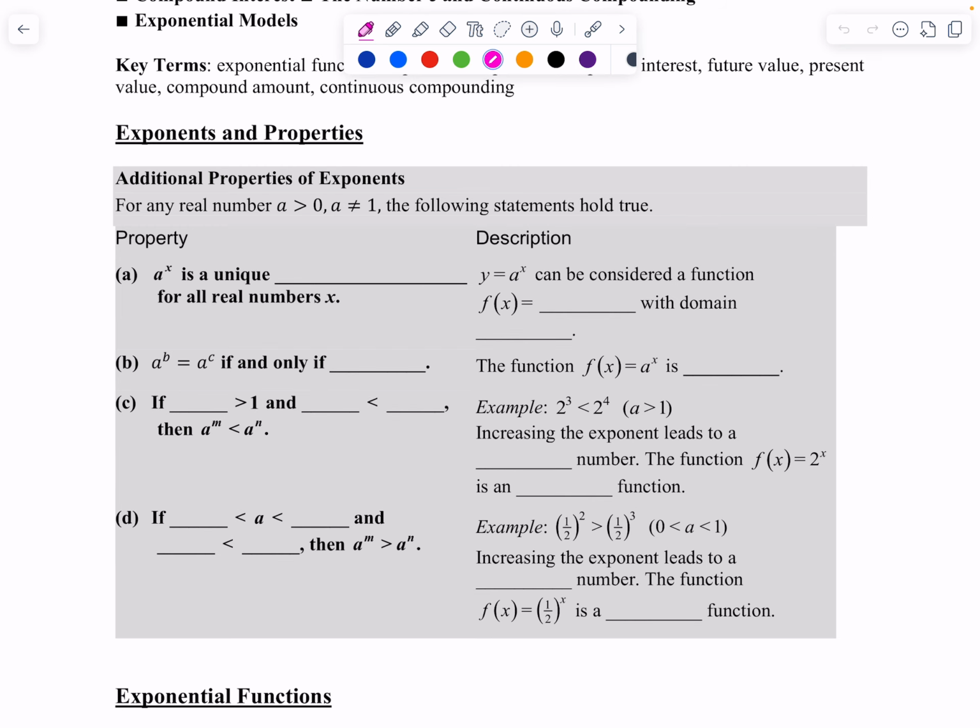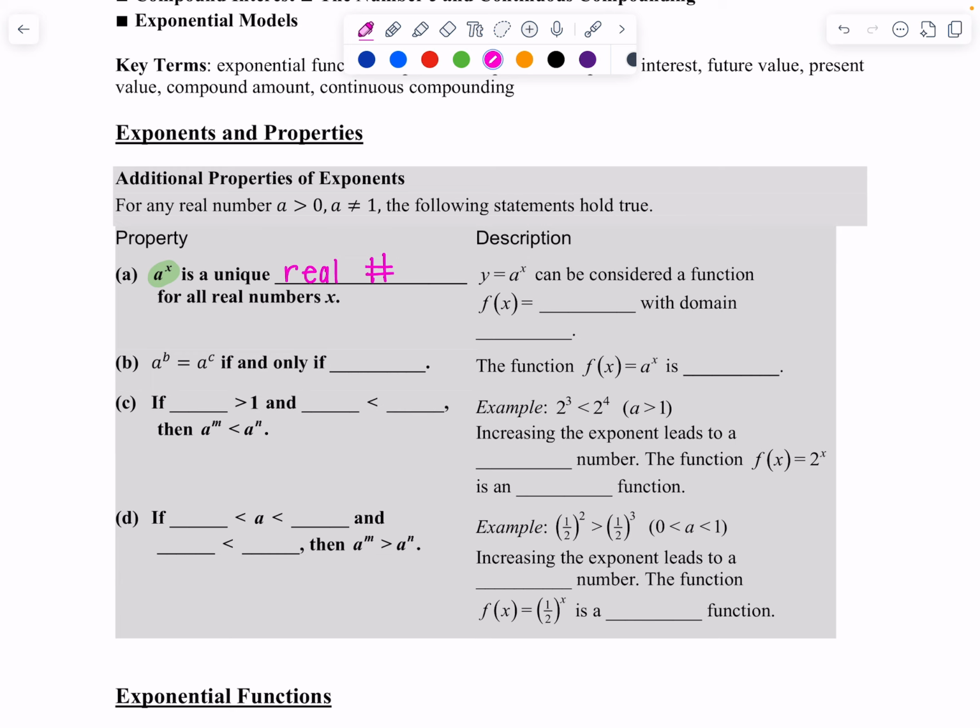Now, look at what it says. Additional properties of exponents. For any real number a greater than 0, a cannot equal 1, the following statement holds true. A raised to the x is a unique real number for all real numbers x. What do we mean when we say that? Here is what we mean, in our description.